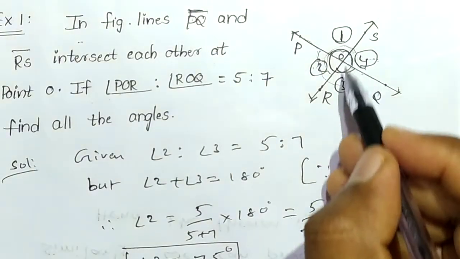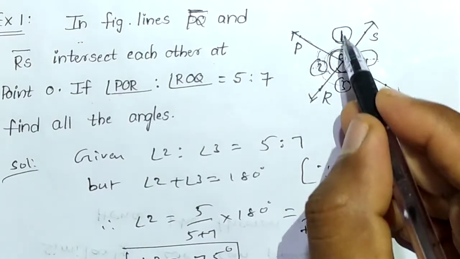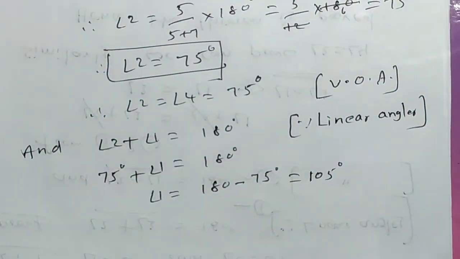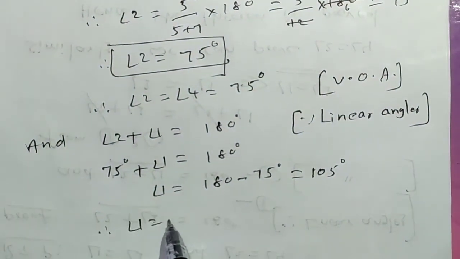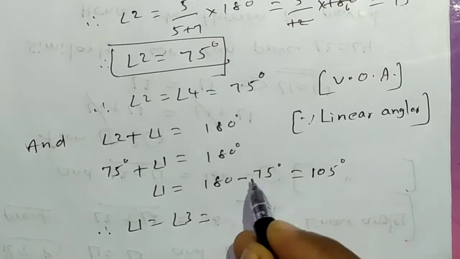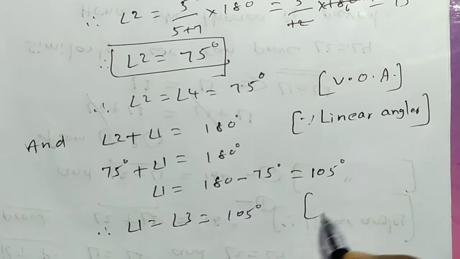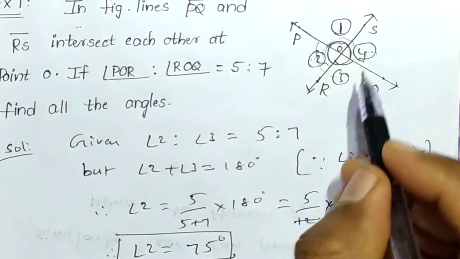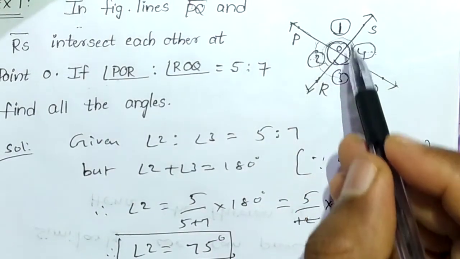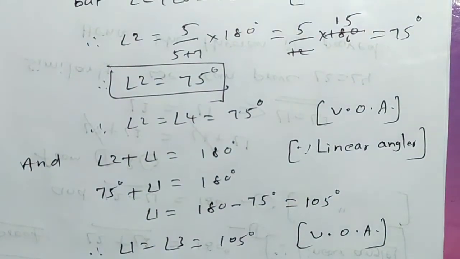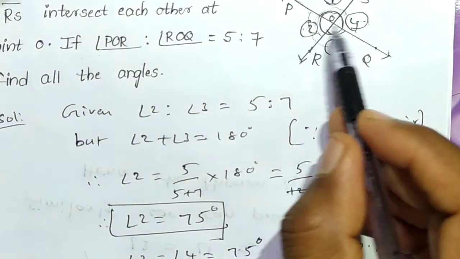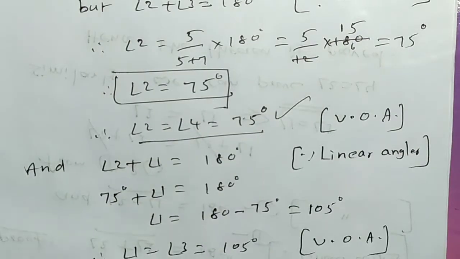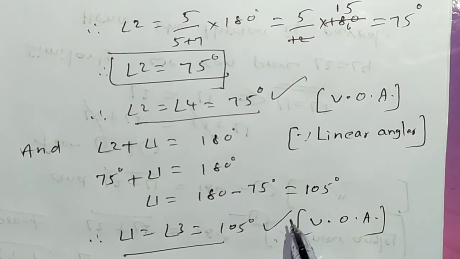Here, angle 1 and angle 3 are vertically opposite angles. Vertically opposite angles are equal according to the theorem. Angle 1 equals angle 3, so angle 1 is equal to angle 3 is equal to 105 degrees. Why? Because they are vertically opposite angles. So now we have all angles: angle 1 equal to angle 3 equal to 105, and angle 2 equal to angle 4 is equal to 75 degrees. These are the required angles.